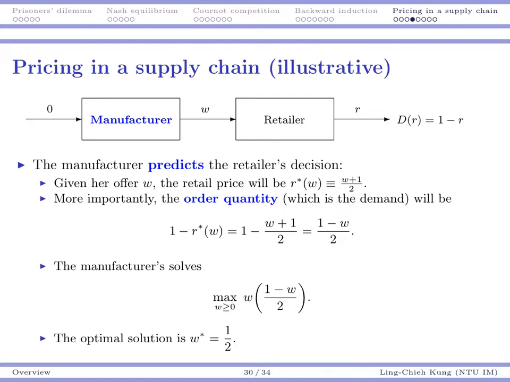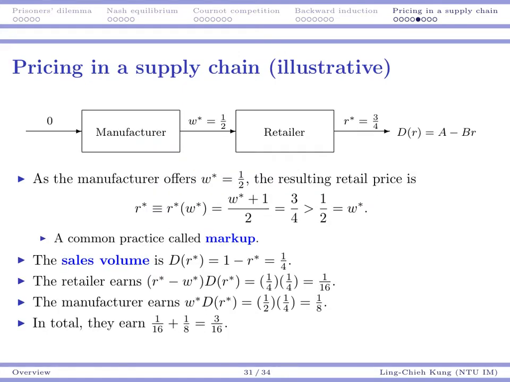Anyway, now we have the wholesale price minus 0 as the margin, and then this is the sales quantity. The manufacturer solves this problem and gets 1/2 as his optimal solution. Okay, something that we can do. Here, I want to say more about it. The first thing that we want to compare is about the two prices. The wholesale price is 1/2 and the retail price is 3/4.